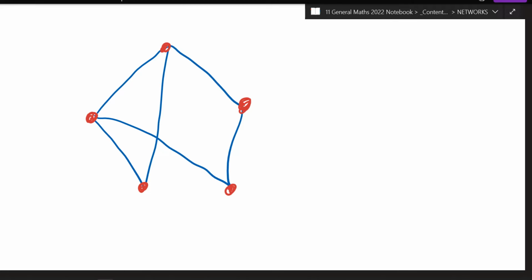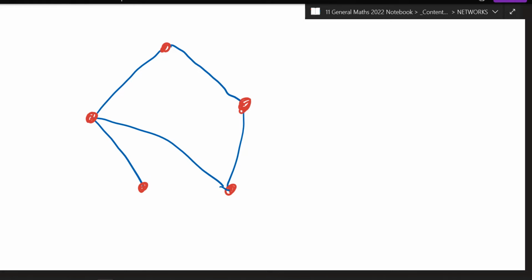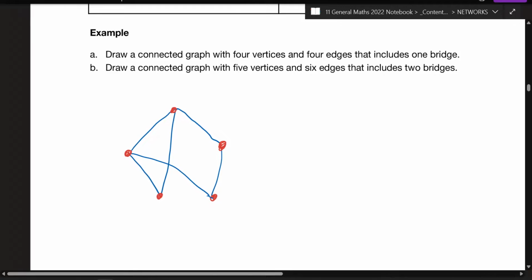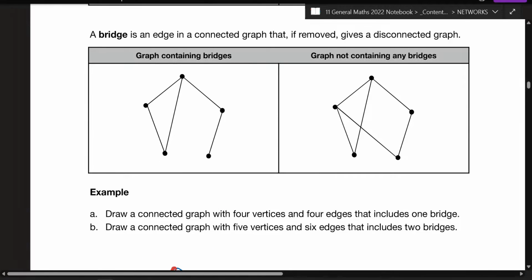Because if I try taking this out, it's still connected. If I try taking this out, it's still connected. Regardless of what edge I remove, the graph is always going to be connected some way. Take that one out, it's all connected. So make sure you understand that just because you remove one edge doesn't mean that the graph becomes disconnected. Some graphs might not have a bridge in them because of what Anthony said, because of the degrees or the way that it's connected.